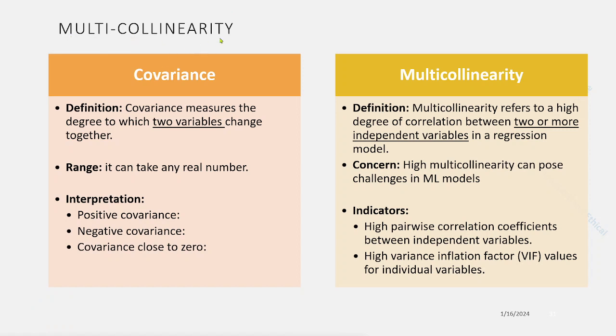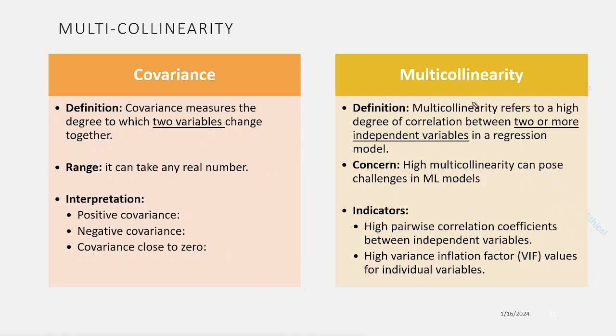Something very close to covariance or correlation is a topic called multicollinearity, and we will see the difference between the two here. The covariance is between two variables. The measure of the strength or direction is going to give you the metric for covariance and correlation. Covariance typically takes any number, but correlation would be between -1 and +1. And you have positive, negative and zero covariance.